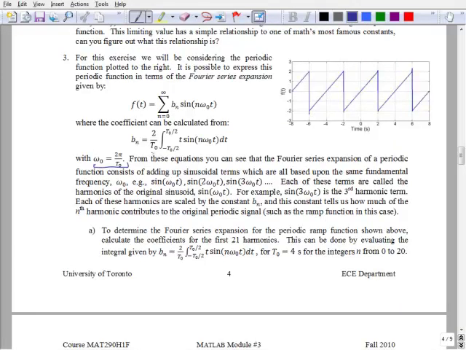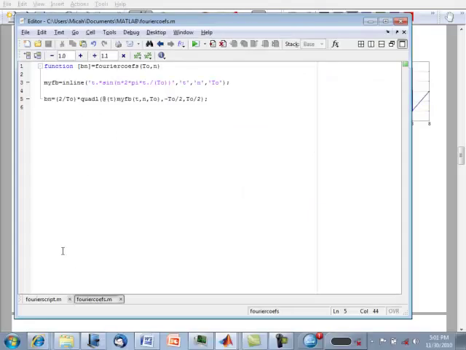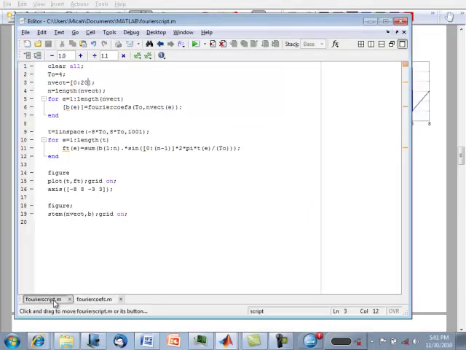So I've created a script which defines the fundamental period, t naught, as 4 seconds, and I've created a vector which represents which of the coefficients I'd like to find. And so I'd like to find the first 21 harmonics, or the first 21 coefficients, so this is n ranging from 0 to 20. So this for loop calls this Fourier coefficient function to calculate the coefficient through this integration of each of these harmonics.